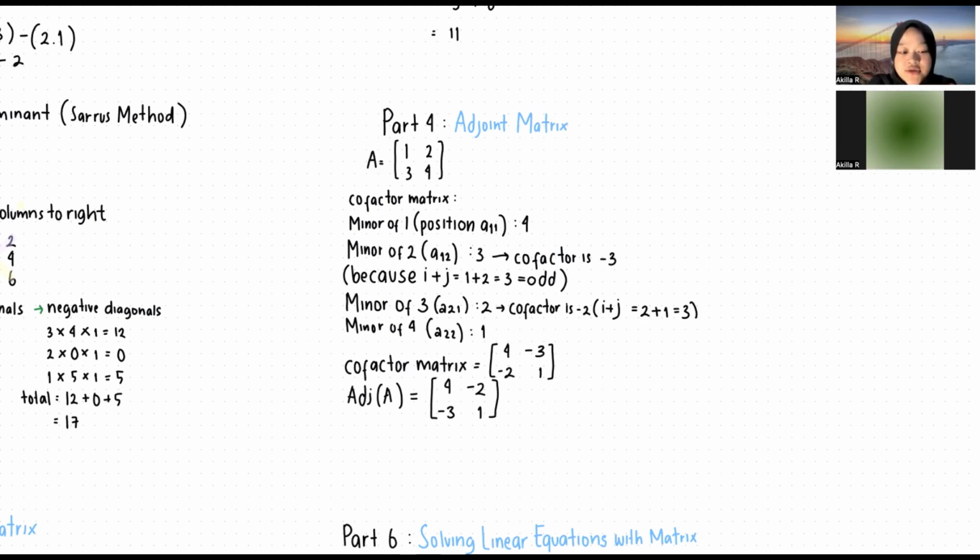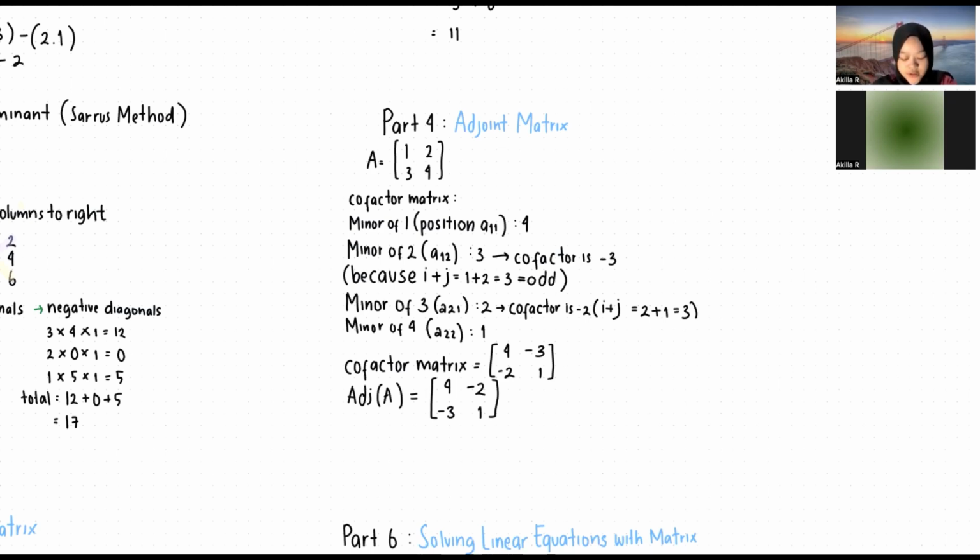Now we make the transpose of that matrix, which means switching rows with columns. So the adjoint of a matrix A is 4, minus 2, minus 3, and 1. So remember, cofactor, then transpose equals adjoint.